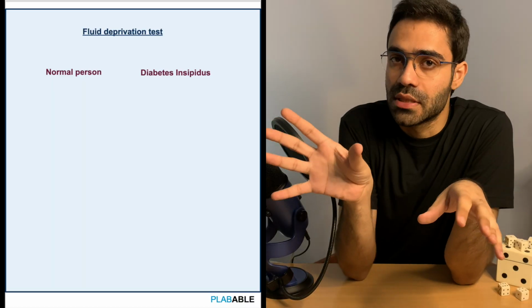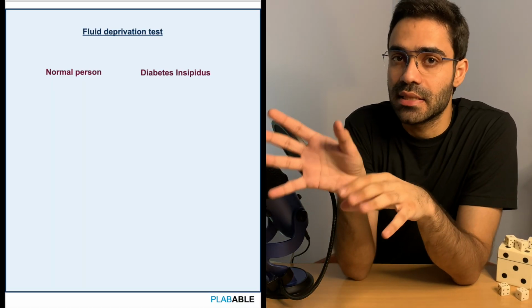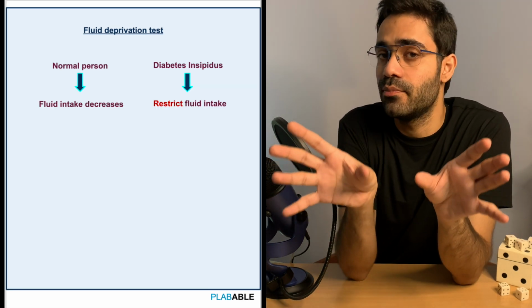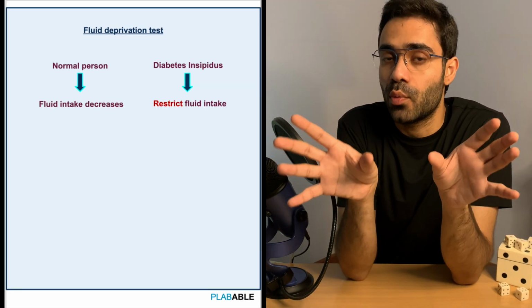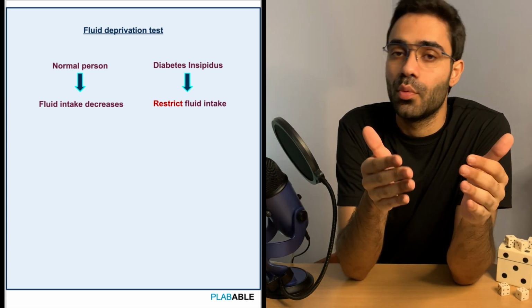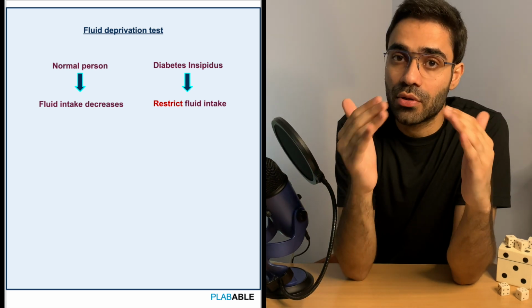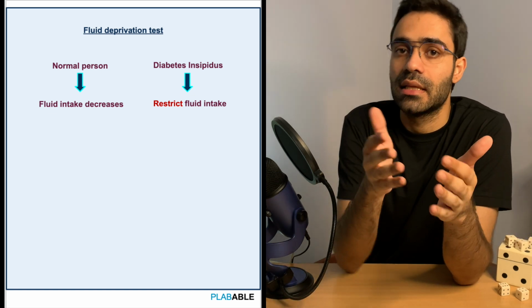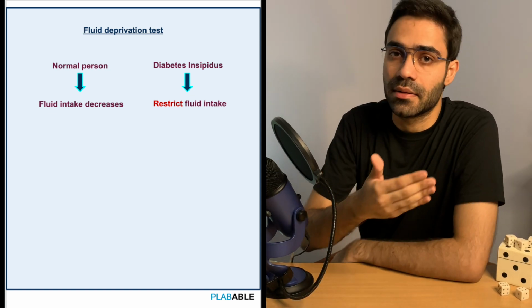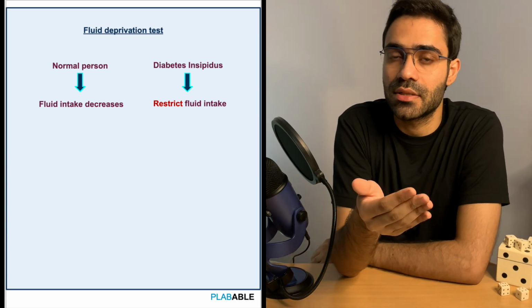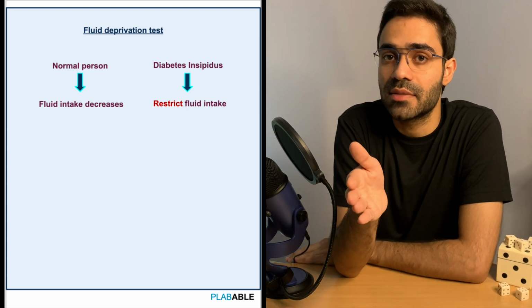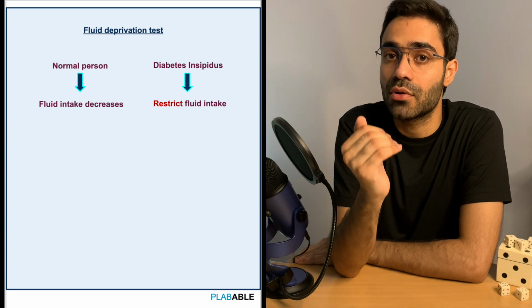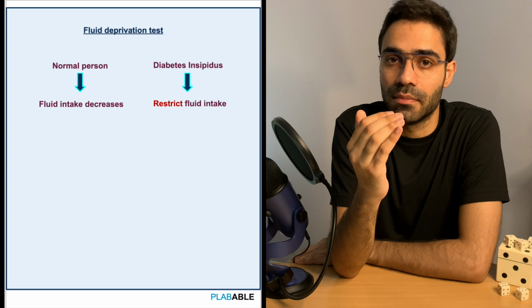Now we have two persons here. One is a patient with diabetes insipidus and one is a normal person. Now we restrict the fluid intake in both of these persons. And what we see in a normal person is that when the amount of fluid he is consuming goes down, his plasma becomes concentrated. Now when the plasma becomes concentrated, ADH is released because it is sensed by the osmoreceptors that the plasma has now become concentrated and the amount of sodium in the plasma has gone up.